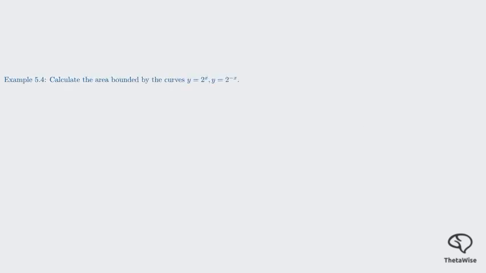Our final example involves exponential functions. Part 1 asks for the area bounded by y equals 2 to the x, y equals 2 to the negative x, and the line x equals 2.